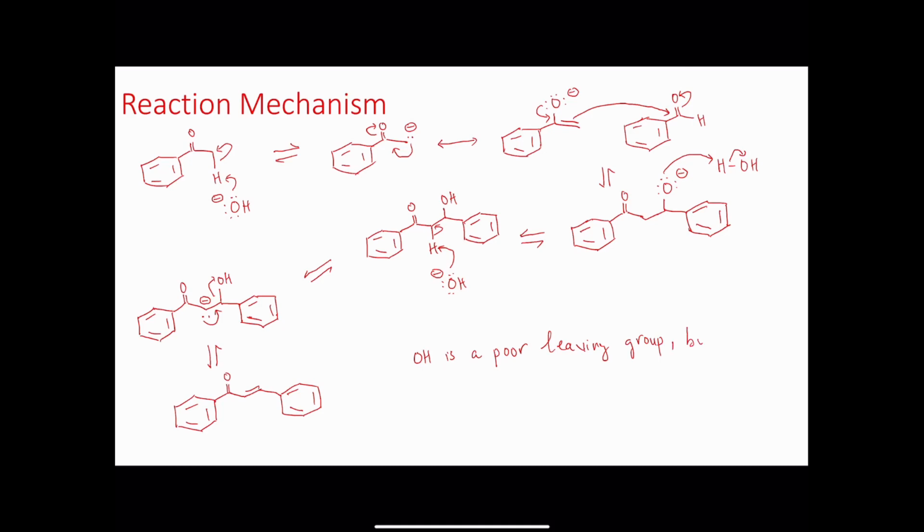But the formation of the conjugated system will enable eliminating the OH group, because the conjugated system is a stable structure, so it will favor the formation of the conjugated system. So that's why we can eliminate the OH group, a poor leaving group, in the aldol condensation reaction.